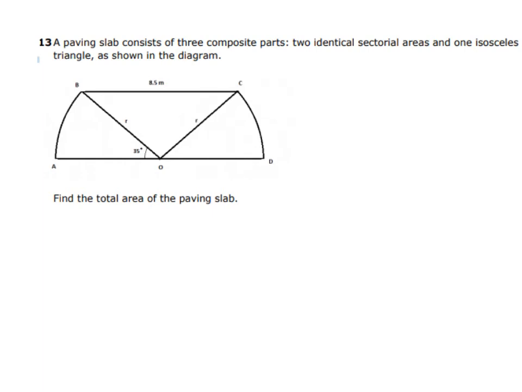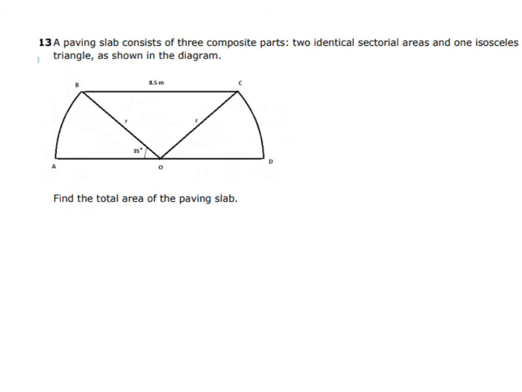Okay, number 13 says a paving slab consists of 3 composite parts. A composite figure is a figure made up of pieces, okay? So it has 2 identical sectorial areas. Those are areas that are sectors, and 1 isosceles triangle as shown in the diagram. So we're going to find the total area of the slab.